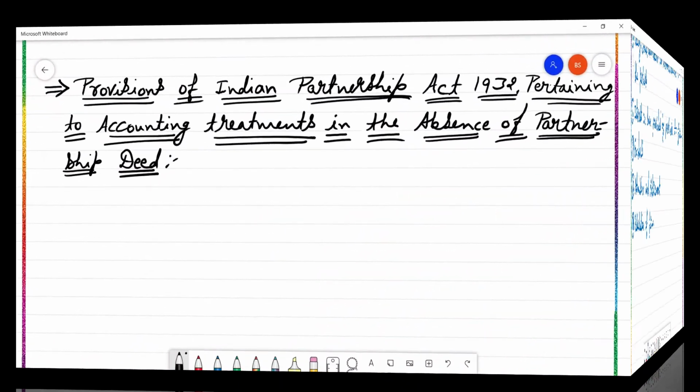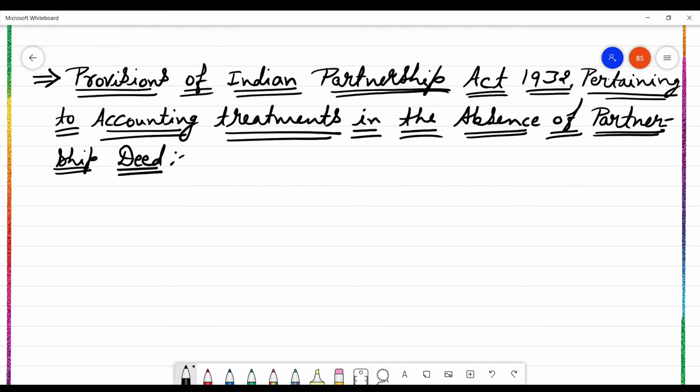Next theory is provisions of the Indian Partnership Act 1932 pertaining to accounting treatments in the absence of partnership deed. The following provisions of the Partnership Act 1932 will be applicable if no partnership deed is prepared or no clarification is made in the partnership deed. Students, listen carefully. These points are very important and very useful for doing small sums as well as long sums.